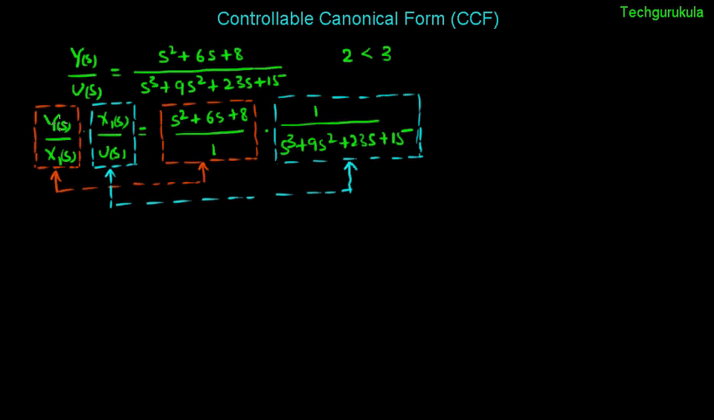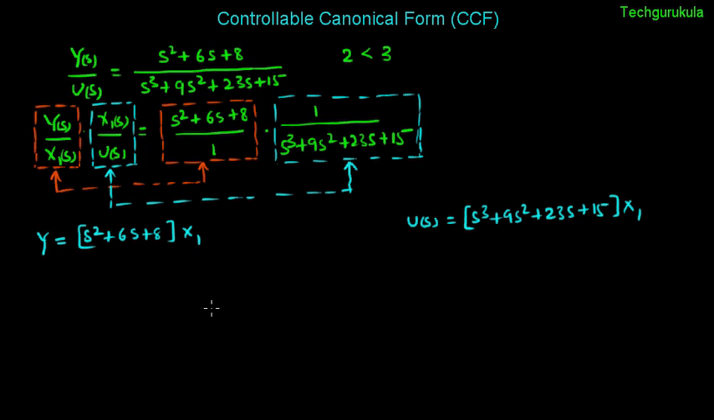So the first thing to do is rewrite this expression where y of s by x1 of s is related to the numerator. Y is equal to s squared plus 6s plus 8 times x1. And the second expression where x1 of s by u of s is given by this expression. U of s can be written as s cubed plus 9s squared plus 23s plus 15 times x1. Now let us solve this equation first and then we will go to the u of s equation later.